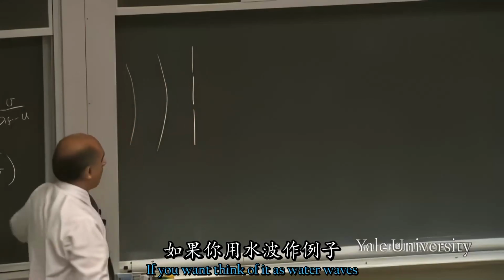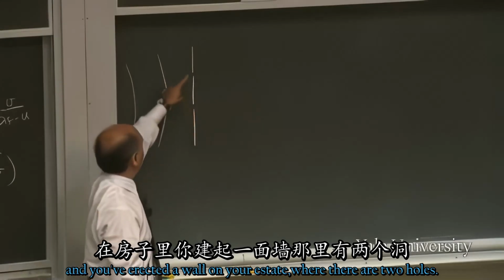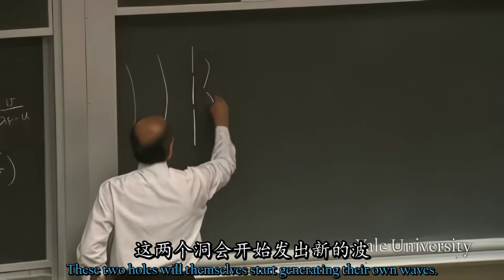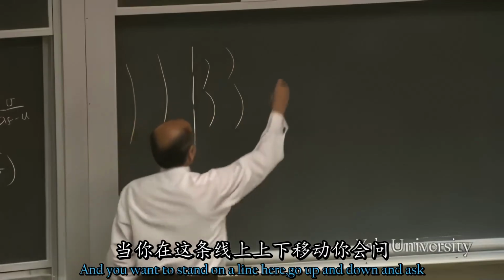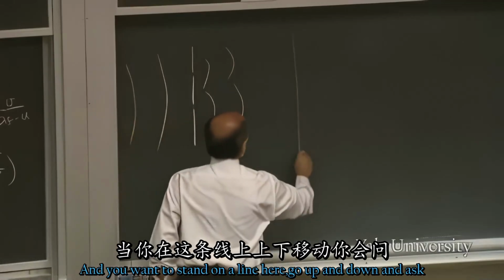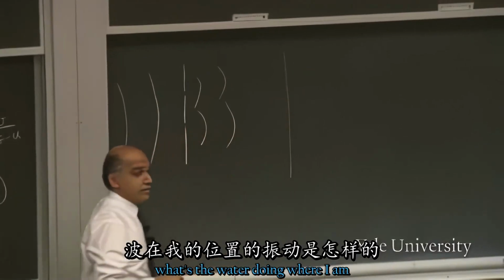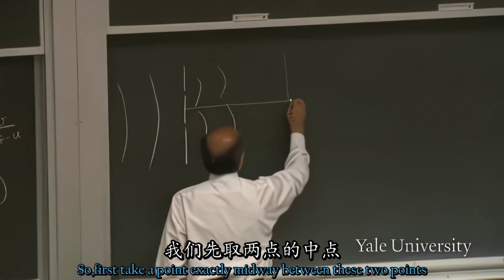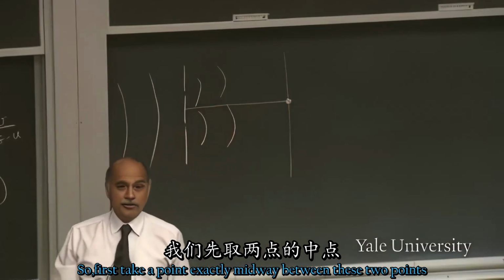If you want, think of it as water waves, and you've erected a wall on your estate, but there are 2 holes. So you know what will happen, right? These 2 holes will themselves start generating their own waves. And you want to stand on a line here, go up and down and ask, what's the water doing where I am? So first take a point exactly midway between these 2 points.